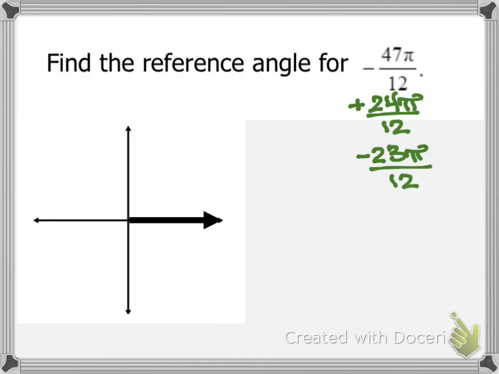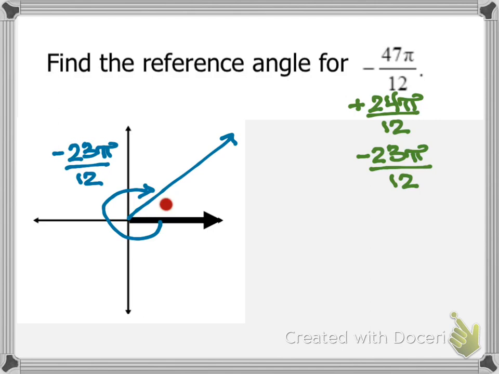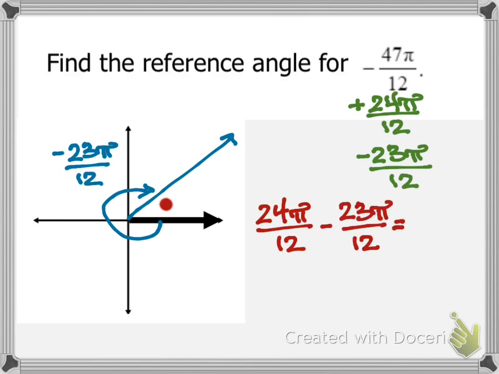And notice that's just short of the 2 pi, which means that we're going around this direction and ending up here. There's negative 23 pi over 12. There's my reference angle. It's just going to be the rest of the way. So 2 pi minus 23 pi over 12, which is really 24 pi over 12 minus 23 pi over 12, which is pi over 12. There you go.